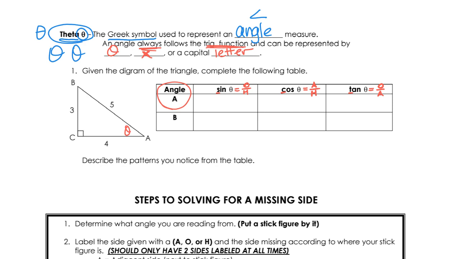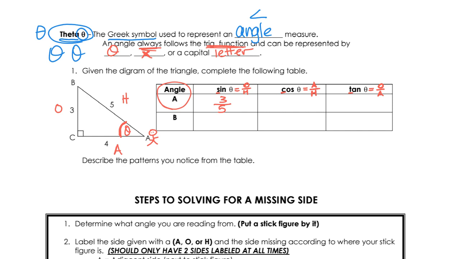It's tricky, but you'll catch on. It's not that bad once we get going. Since we're reading from this angle here, sometimes, like I said, I put my little stick person so that I can label my opposite side, my hypotenuse, and my adjacent side. Now I can fill this in. Sine of theta equals your opposite side, which is 3, over my hypotenuse side, which is 5. And there's the ratio.